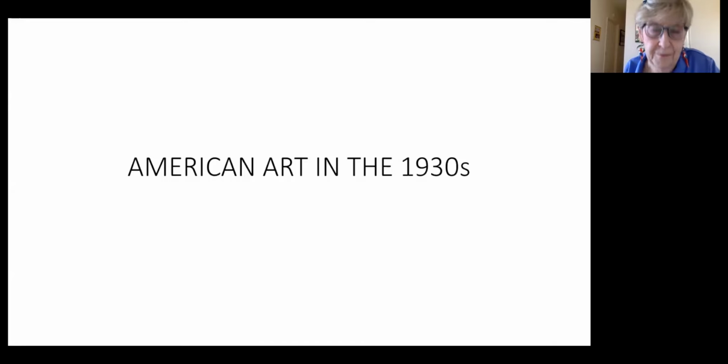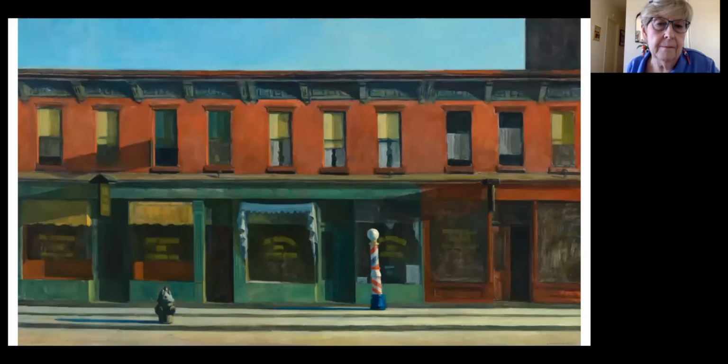But to show you how different everything was simultaneously, I'll show you a couple things from 1930. Who doesn't know this, right? It's Edward Hopper's painting, titled not by him, Early Sunday Morning. He was just going to call it 7th Avenue Shops.